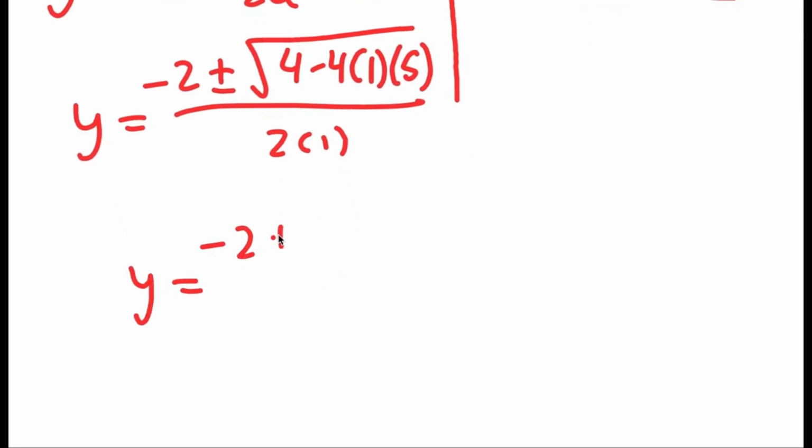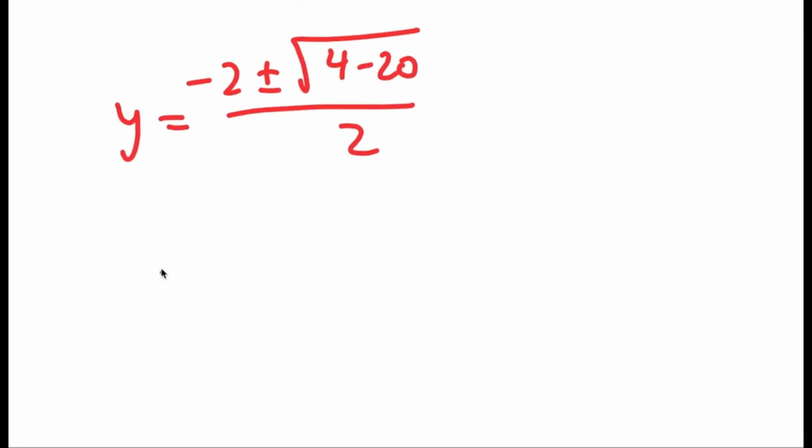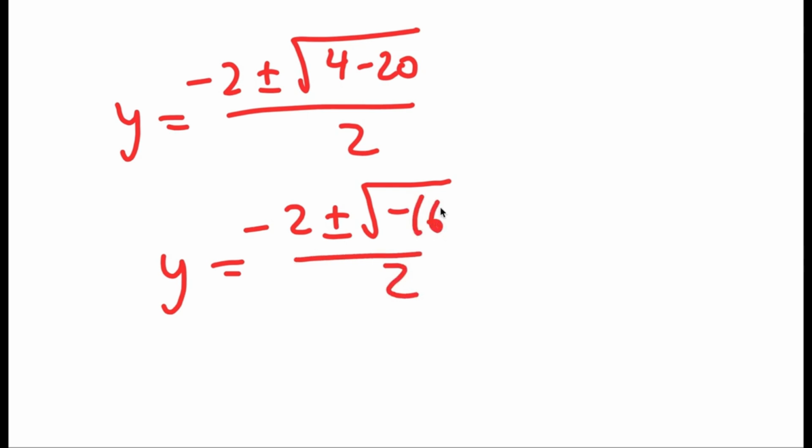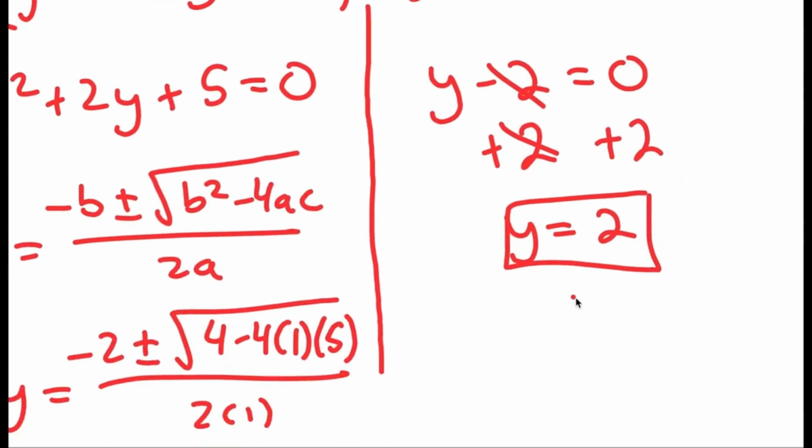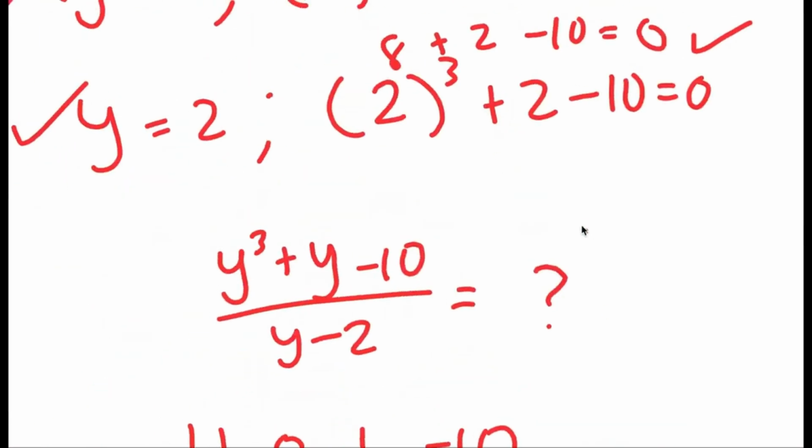And this turns into negative 2 plus or minus the square root of 4 minus 20 over 2, which is equal to negative 2 plus or minus the square root of negative 16 over 2. And because we have the square root of a negative number, we cannot use that solution of y, meaning we can only use y equals 2 as a solution.